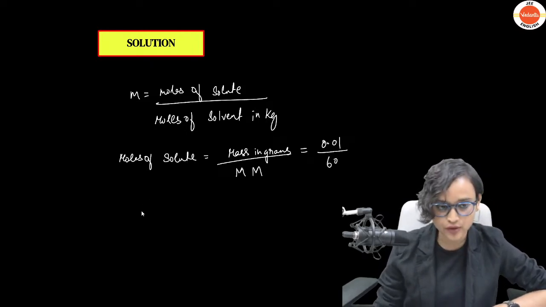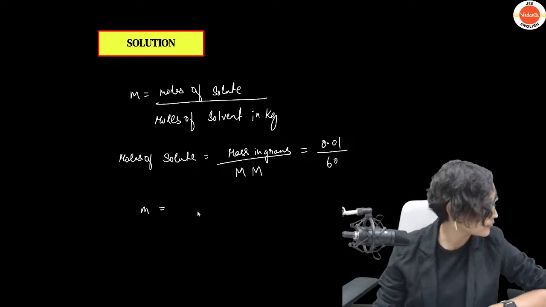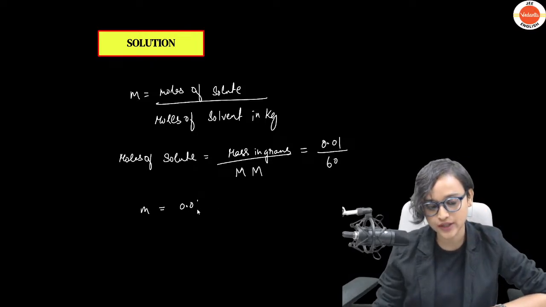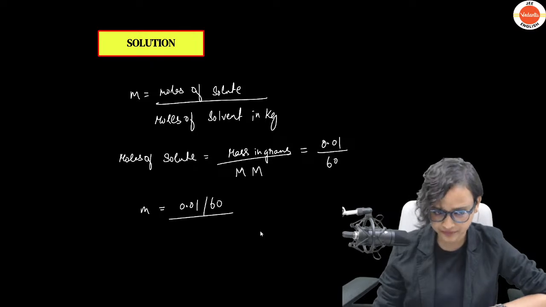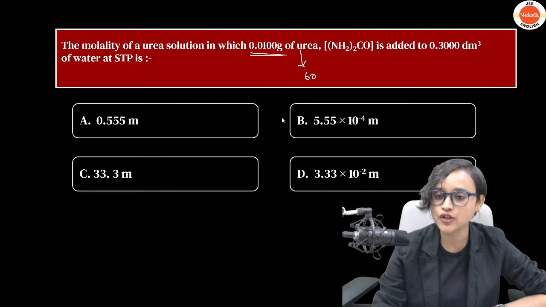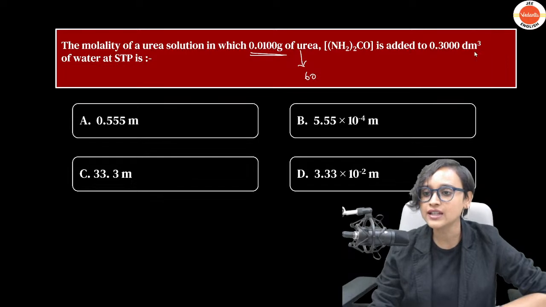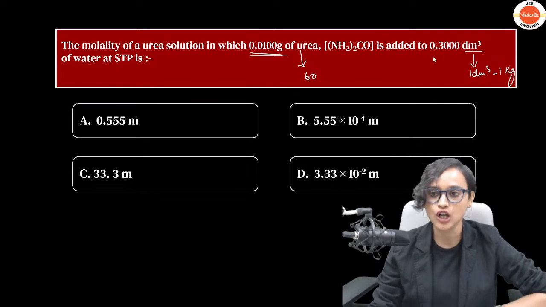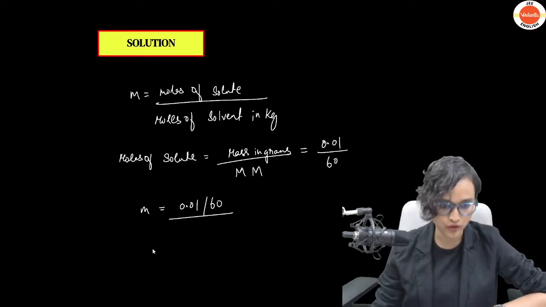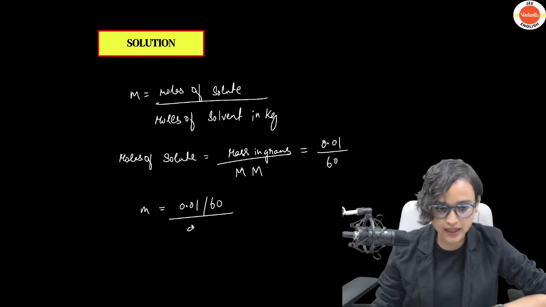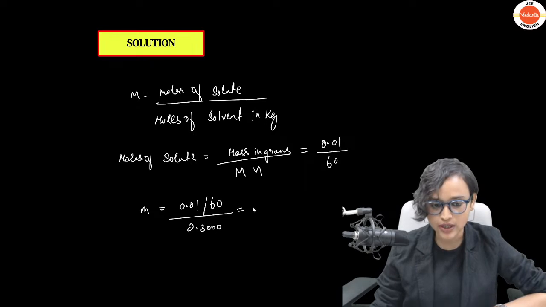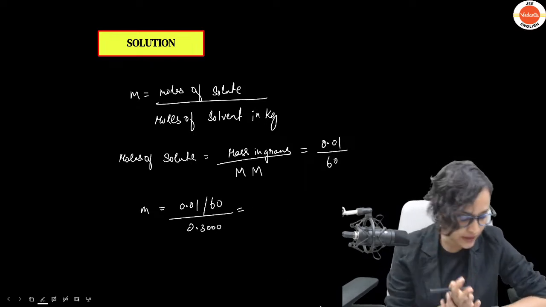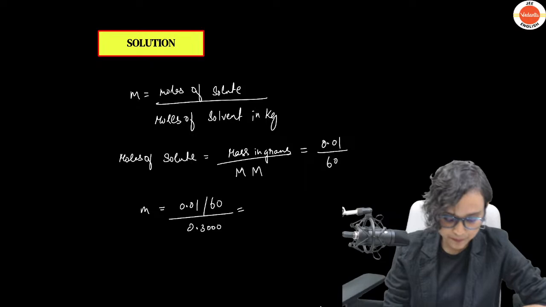So now I can calculate molality. For molality, I can calculate it as 0.01 divided by 60, divided by mass of solvent in kg. See, 1 kg is equal to 1 dm cube, as we know. So I have to directly divide it by 0.3000. Now what is going to be the answer? Calculate and tell me what is going to be the answer.